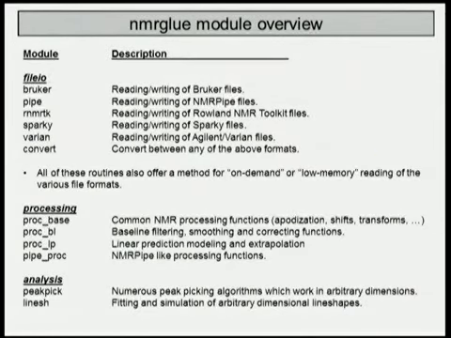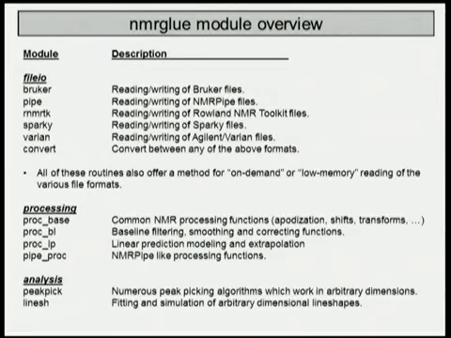So just a short overview of what's included in NMR Glue. We have a bunch of modules for reading and writing different file formats. We support both Bruker and Agilent (Varian), which are the two large spectrometer companies, and then NMRPipe, the Rowland NMR Toolkit, and Sparky. We also include a module that can convert between any of these formats. And all of these submodules contain routines for so-called on-demand or low memory reading of the files. I'll go into that a little later, what exactly I mean by that.